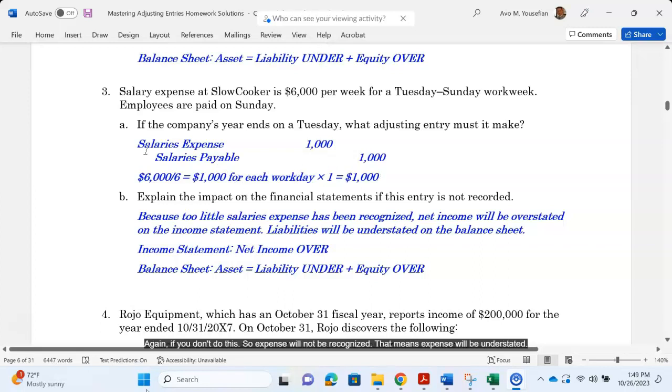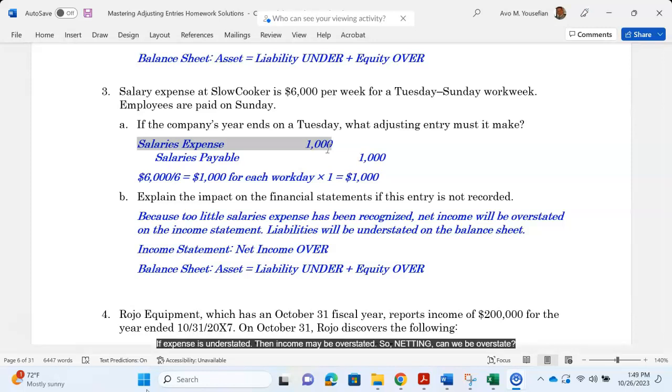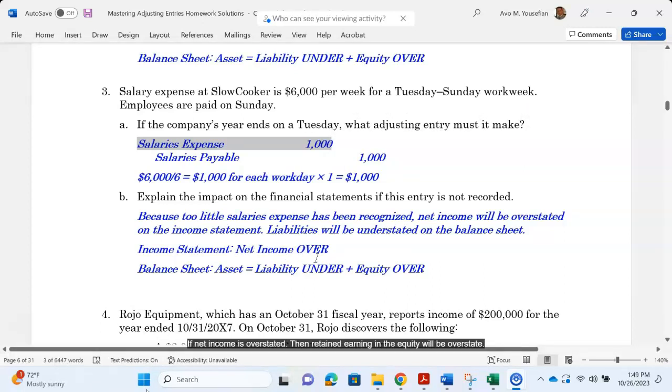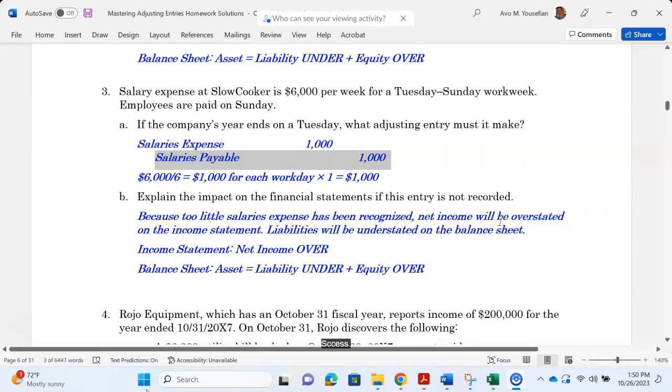Again, if you don't do this, expense will not be recognized. That means expense will be understated. If expense is understated, then income will be overstated. So net income will be overstated. If net income is overstated, then retained earnings in the equity will be overstated. And if you don't recognize this liability, the liability will be understated. Make sense?